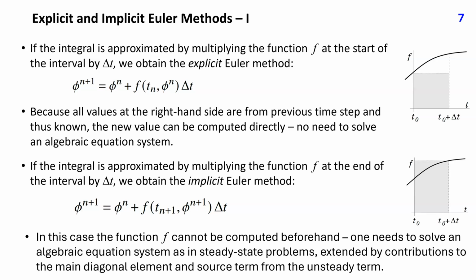If the integral is approximated by multiplying the function f at the end of the integration interval by the time step delta t, we obtain the implicit Euler method.